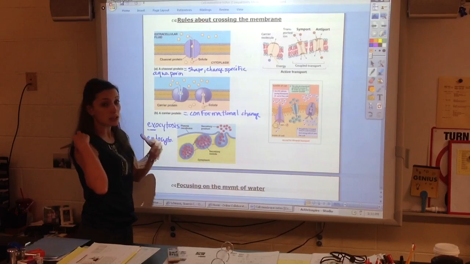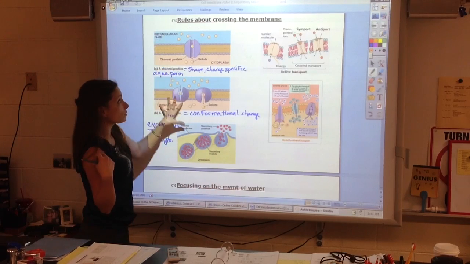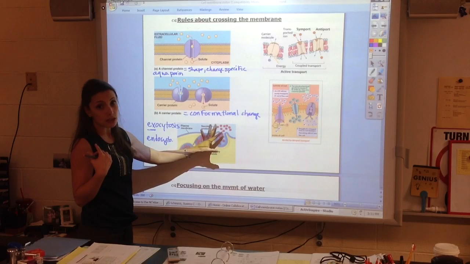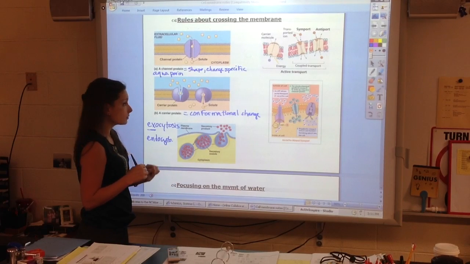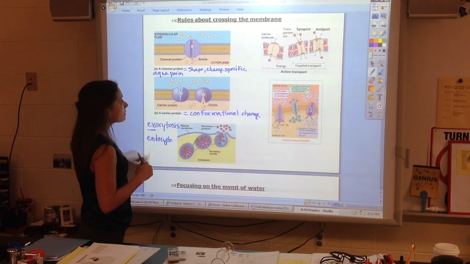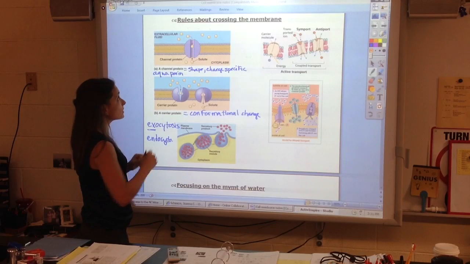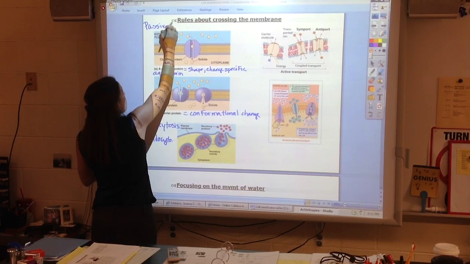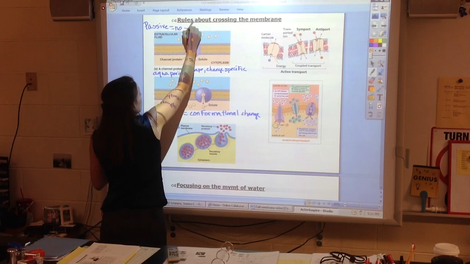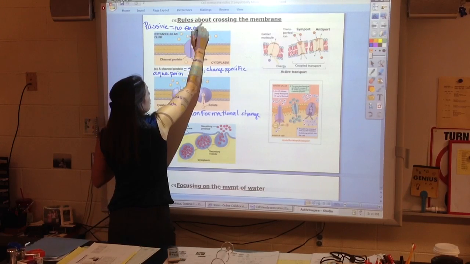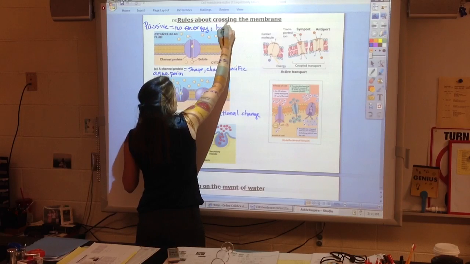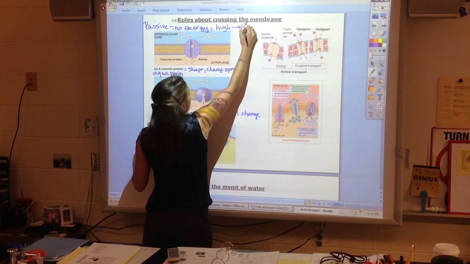For now, we just need to know that sometimes it's the protein that's doing the movement, sometimes it's actually a membrane releasing or bringing in. And so all of these are going to be passive transport. So we've got examples where there is no energy, and we move from high to low concentrations.